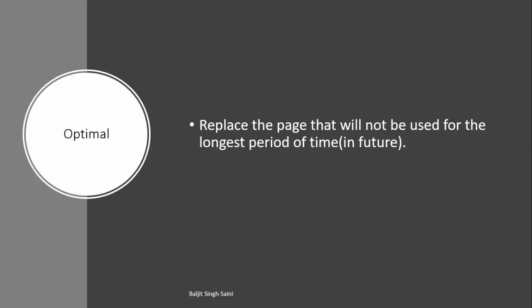The last algorithm is optimal. This is exactly opposite to least recently used. In least recently used, we checked the history. In optimal, we are going to look into the future. We are going to replace that page which will not be used for the longest period of time. वो वाला पेज हमने रिप्लेस करना है जो मैं बहुत देर तक यूज़ नहीं करने वाला हूँ फ्यूचर में.